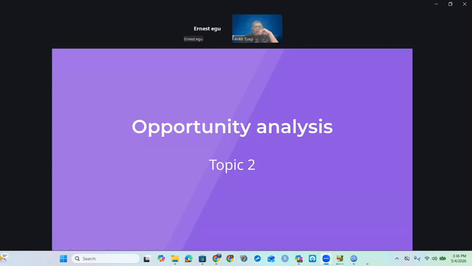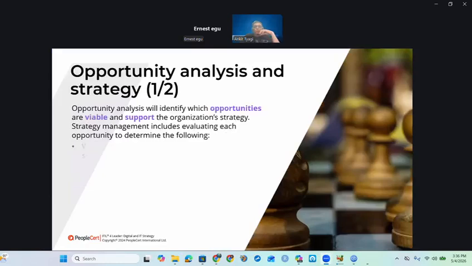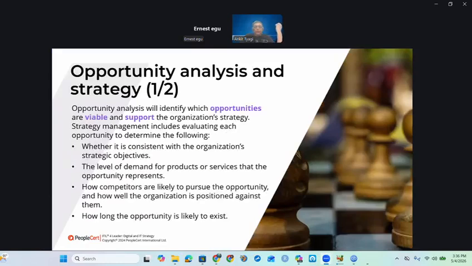Then there is opportunity analysis. So opportunity analysis and the strategy. Opportunity analysis will identify which opportunities are viable and support the organization's strategy. Now, of course, in a market, there can be lots of opportunities that are available. Which one would be the best suited for the organization and the strategy is what we have to look at.